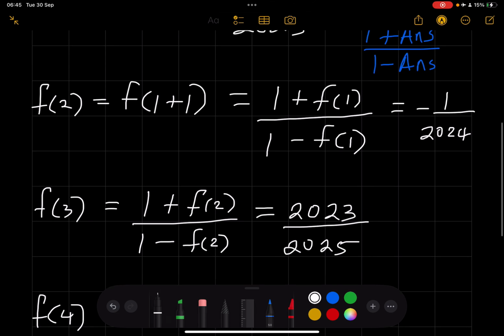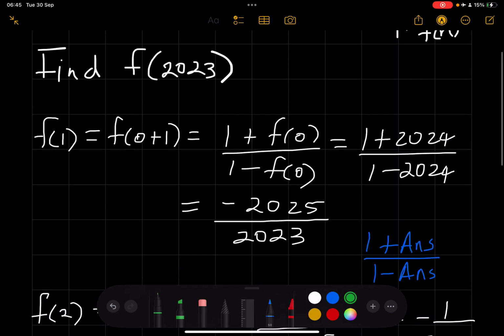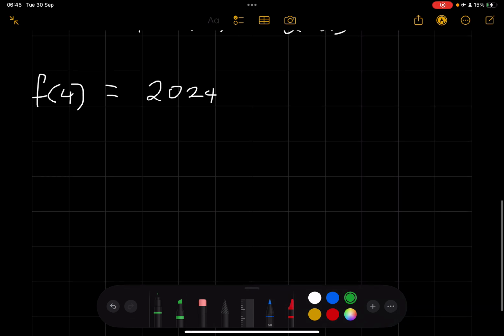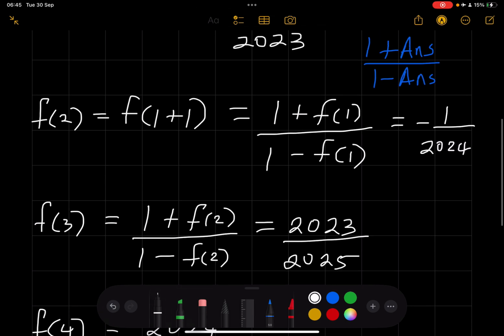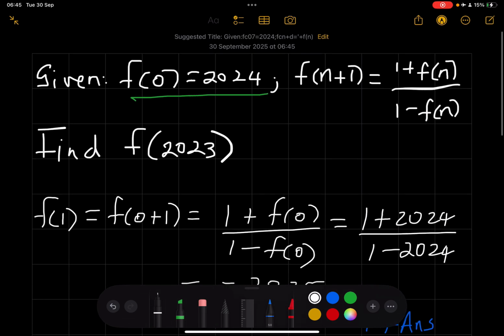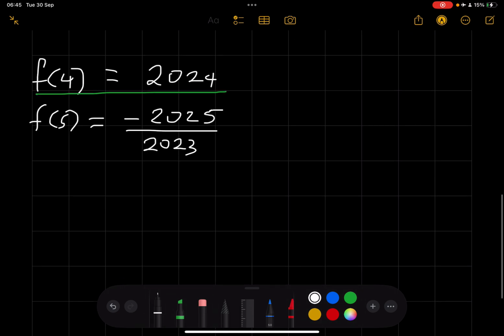Now I need you to observe something, ladies and gents. We started at f(0), which is 2024, and f(4) takes us back there. So if you compute f(5), remember you just say 1 plus ans over 1 minus ans. f(5) is going to give you negative 2025 over 2023, which indeed is f(1). If you check, f(1) and f(5) are the same.